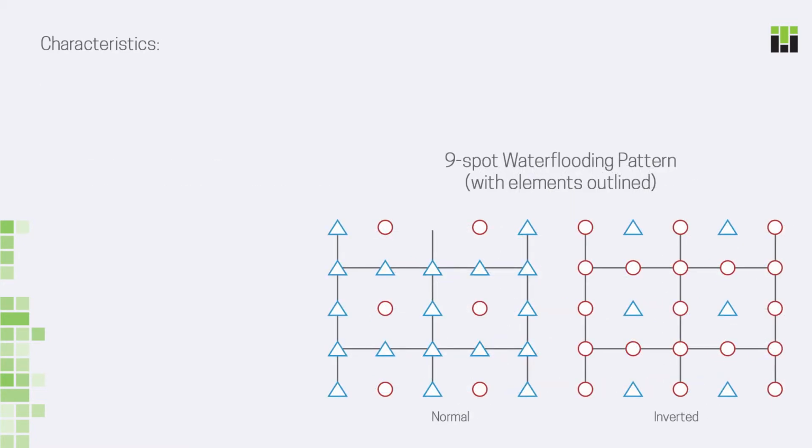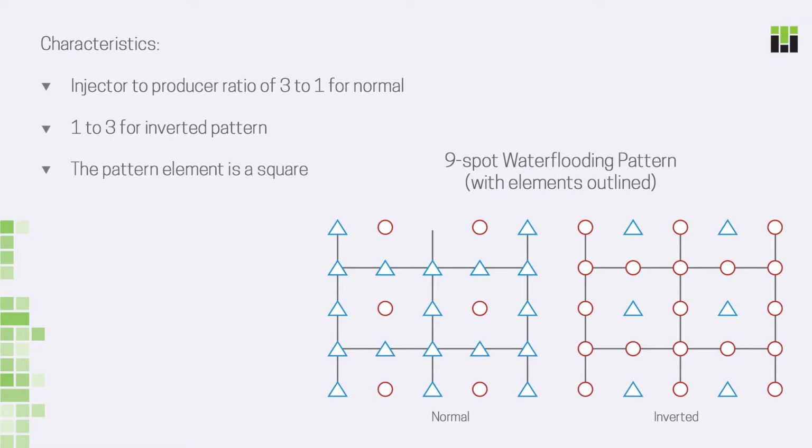9-spot pattern has the following characteristics. Injection to producer ratio of 3:1 for normal and 1:3 for inverted pattern. The pattern element is a square. This is the second most popular waterflooding pattern thanks to its high displacement efficiency.